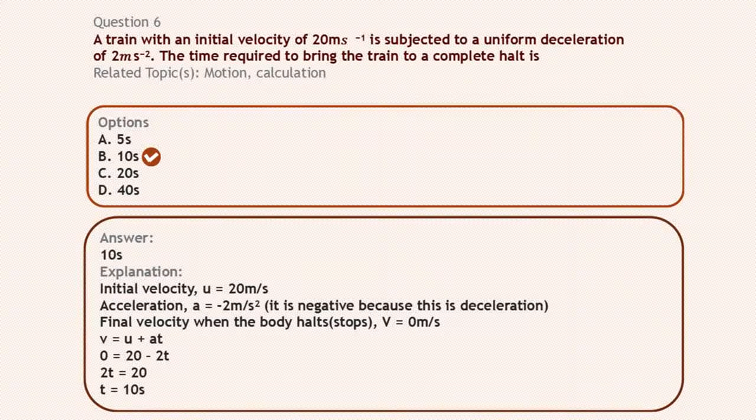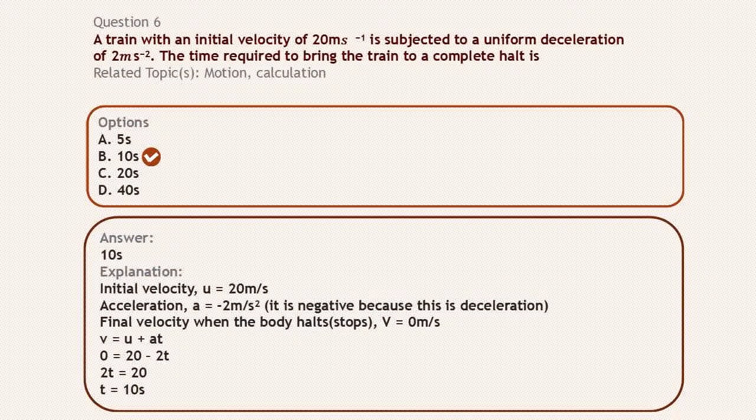Alright, so for the final velocity, they said this train was brought to a complete halt. Now when it came to a halt, its final velocity is going to be 0 meter per second. So the new velocity v is 0 meter per second. The question is to calculate the time t that it will take to bring that train to a halt. So we look at which of the equations of motion we can use with the values that are given here.